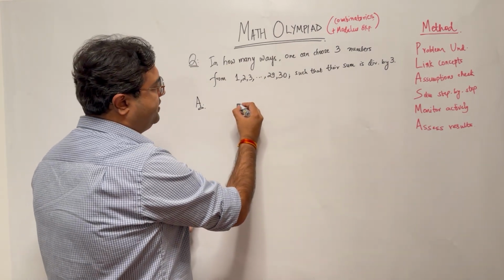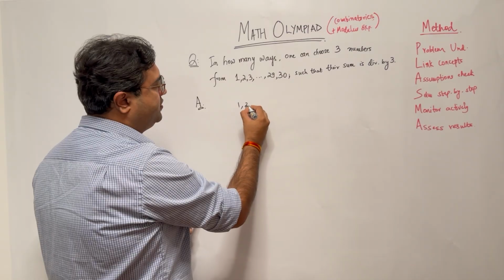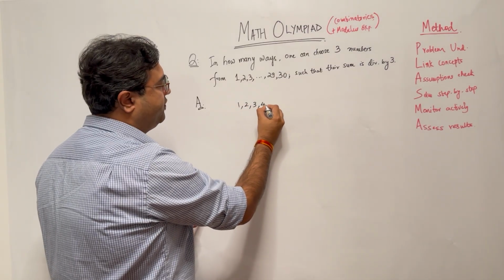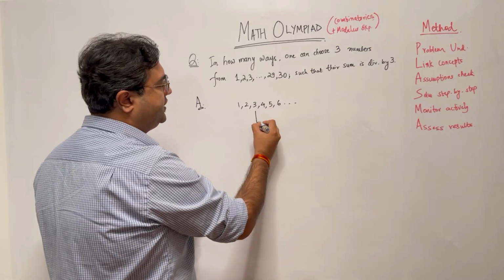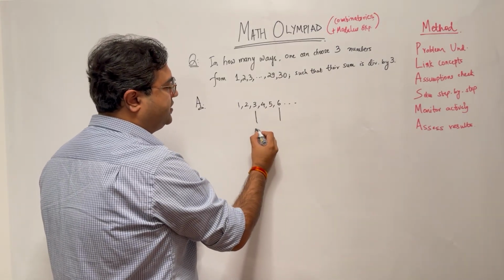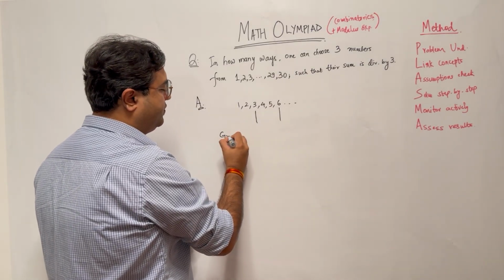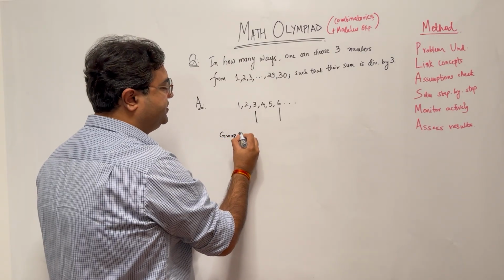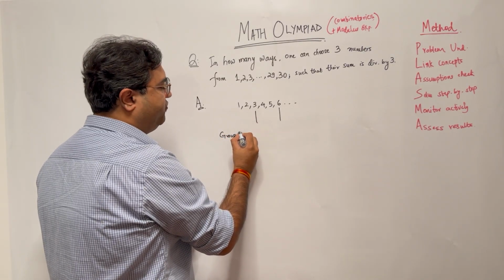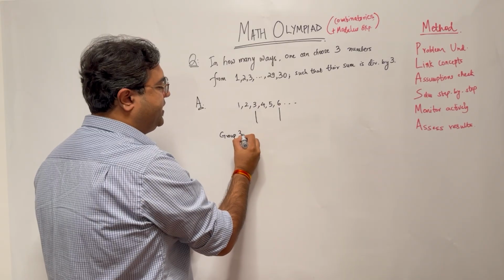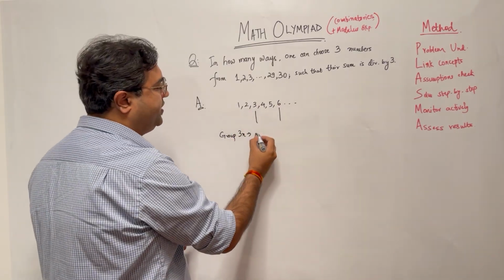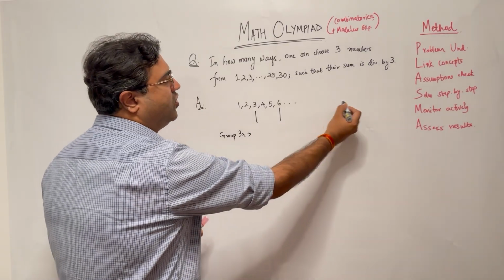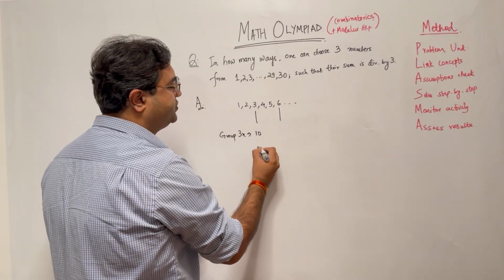So if we think about it, it's 1, 2, 3, 4, 5, 6, and so on. So we know that there is a group which is 3n, where every number is divisible by 3. So how many values will be there? 3, 6, all the way up to 30. So there will be 10 values.